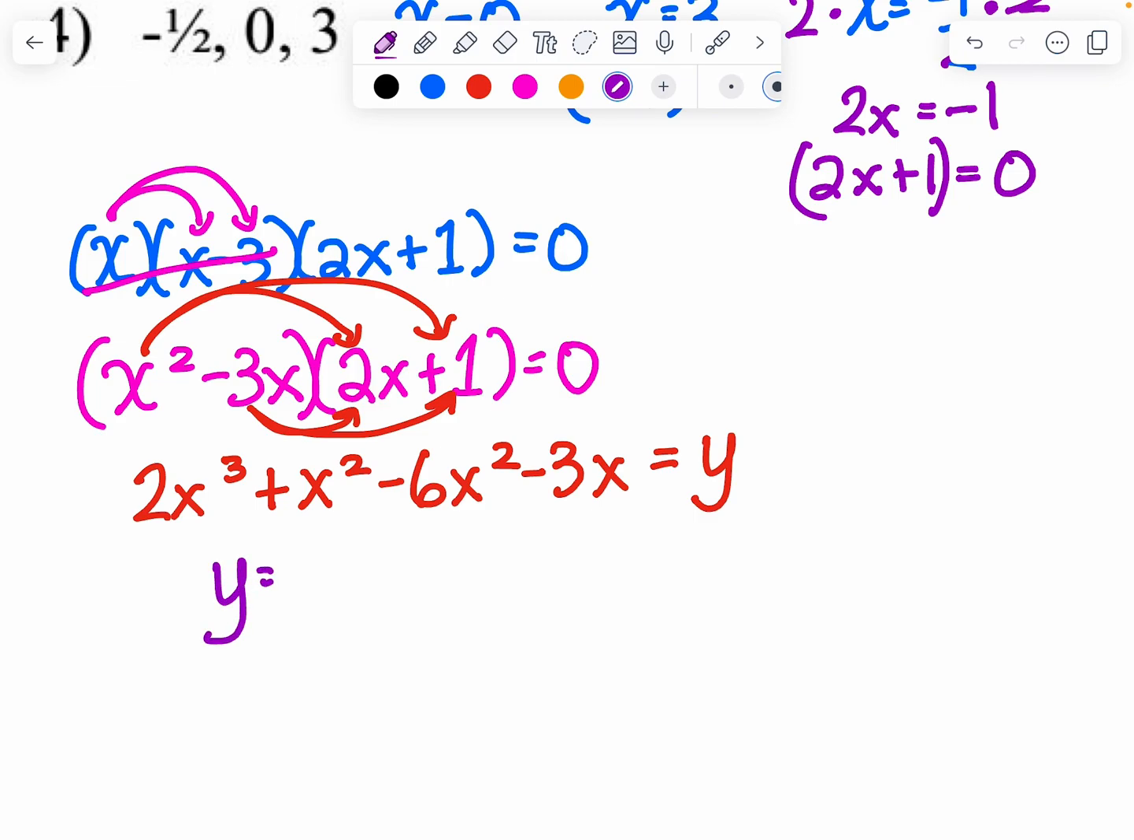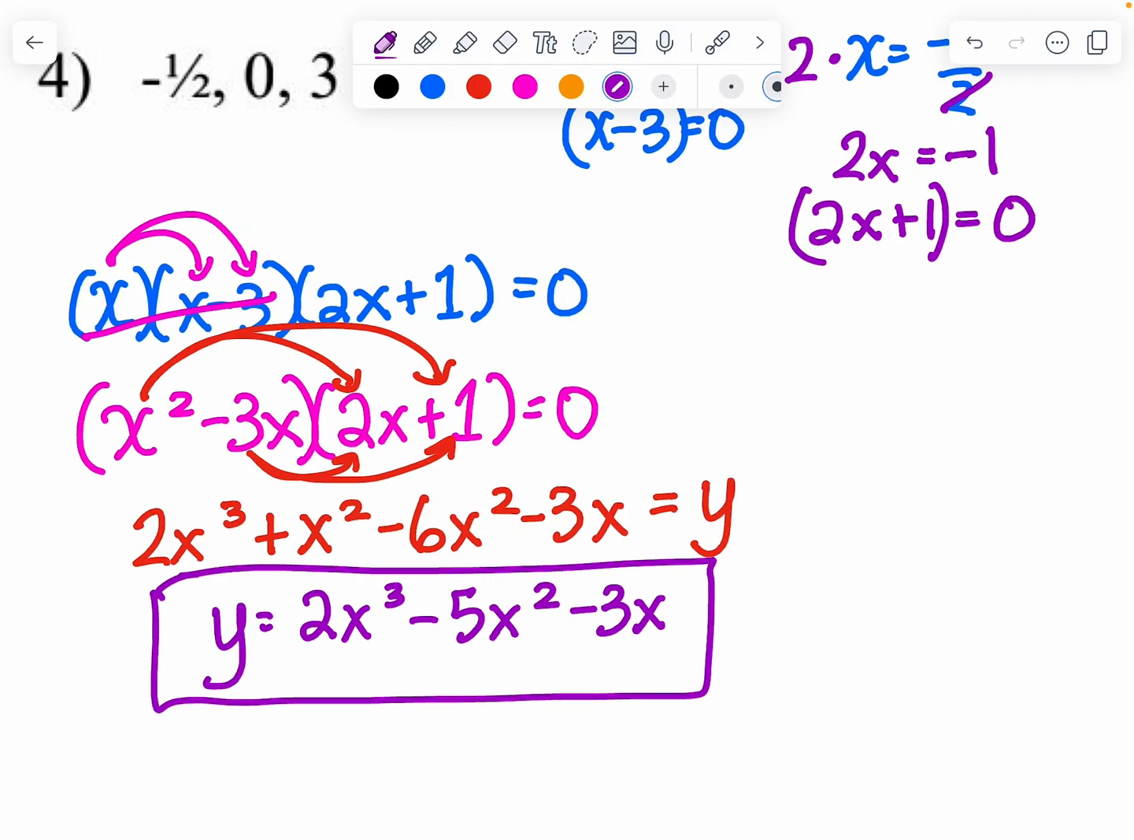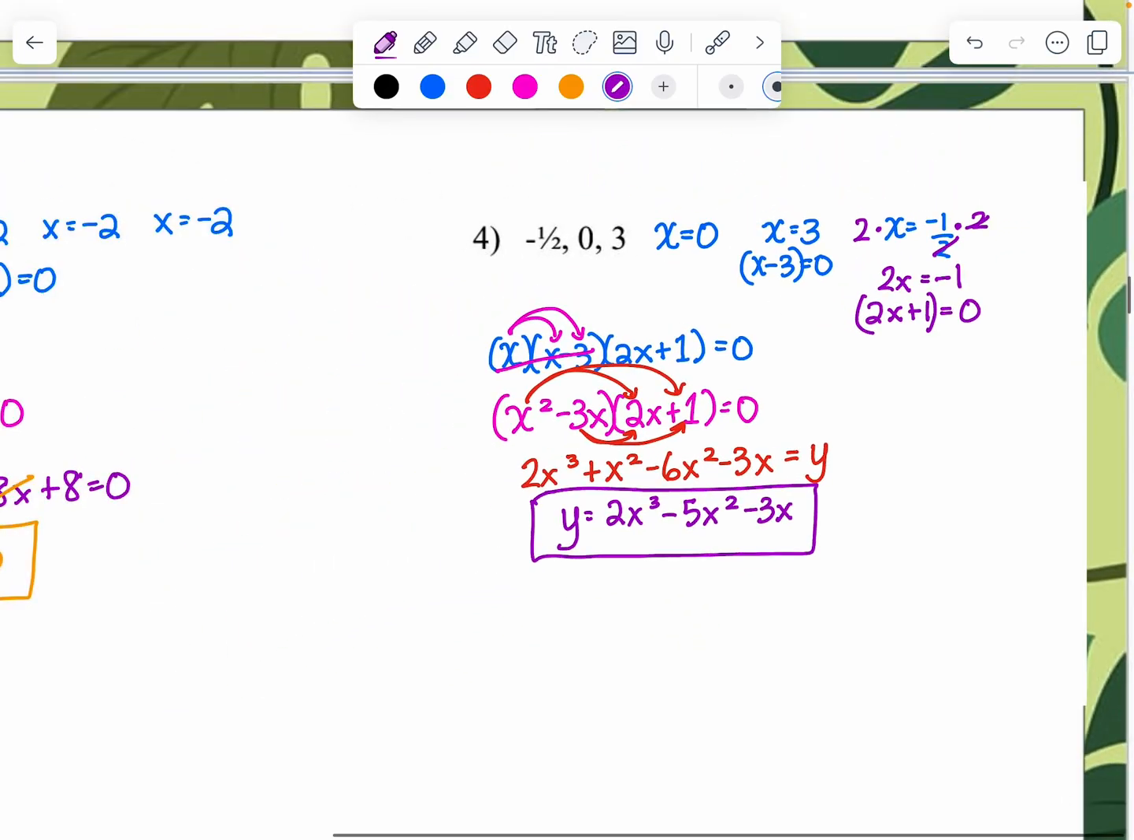So y equals 2x cubed minus 5x squared minus 3x. And then I have a polynomial. I would love for you to pause this video and graph that in Desmos and see where this one crosses at negative 1/2, 0, and 3. That is one way that you can always check your answers if you have access to Desmos. We're going to do one more, and then I'm going to give you a chance to practice.